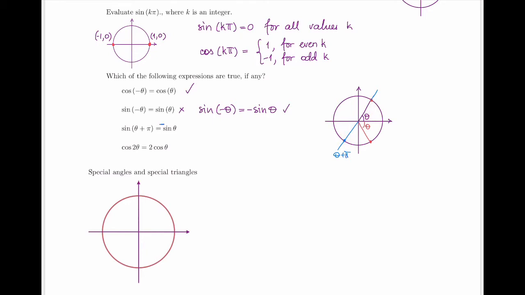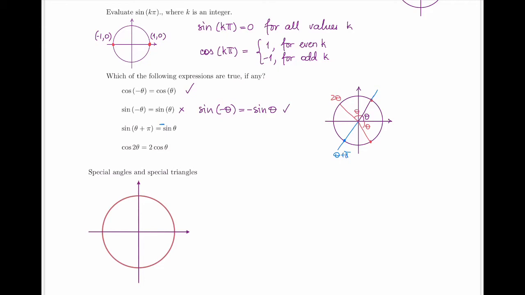The next expression is the one that students always make small mistakes with. So let's go over this one carefully. Cosine of 2 theta, is it the same as 2 cosine of theta? So this is my angle theta. Let's draw the angle 2 theta. So 2 theta will fall somewhere here, let's say, right? So this is 2 theta, this is theta, and this is another theta here.